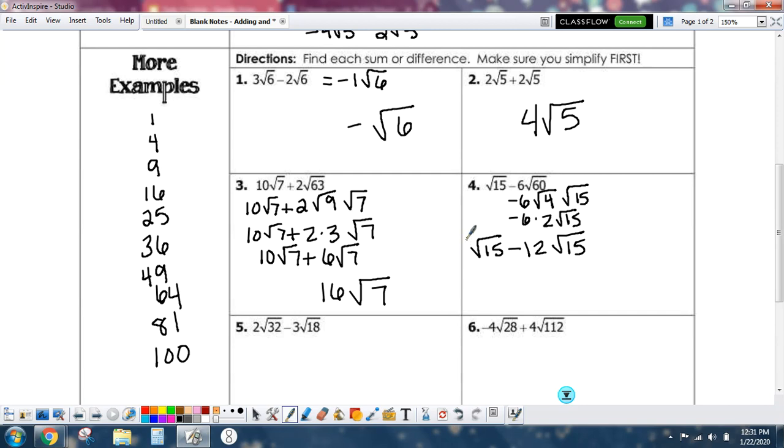Now remember, when you have this, it's basically the same as 1. So it's 1 minus 12 here. And 1 minus 12 is 11. Bring down the square root of 15, not 11 like I just wrote. There we go.